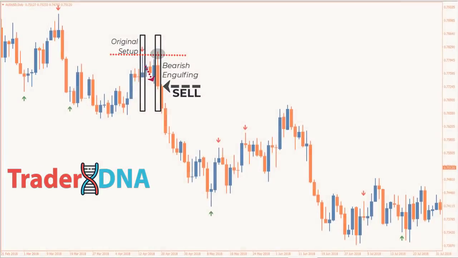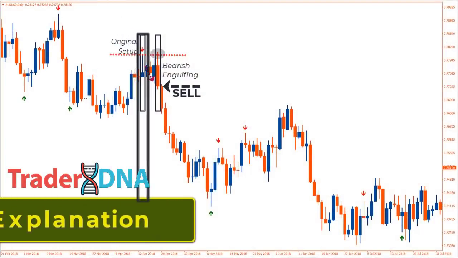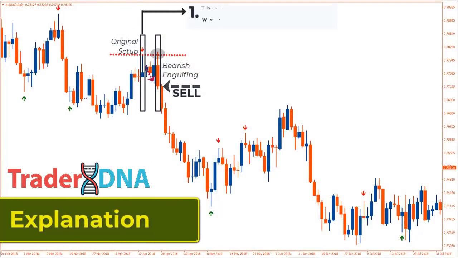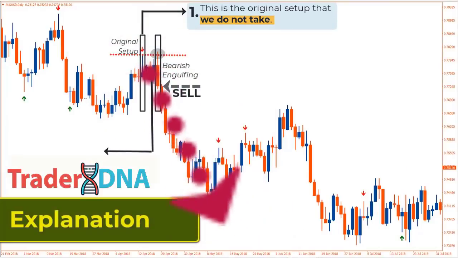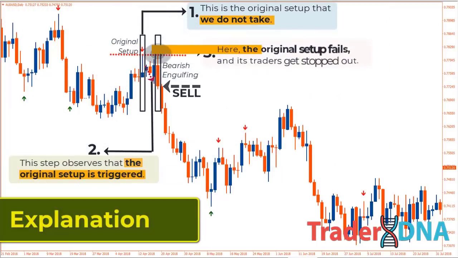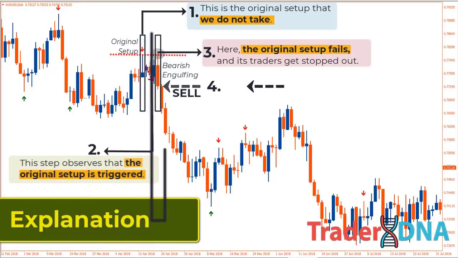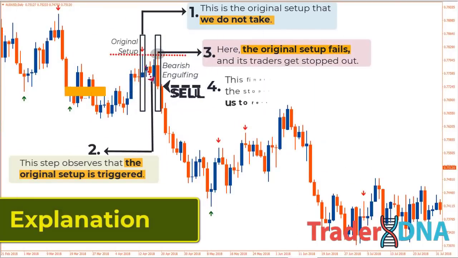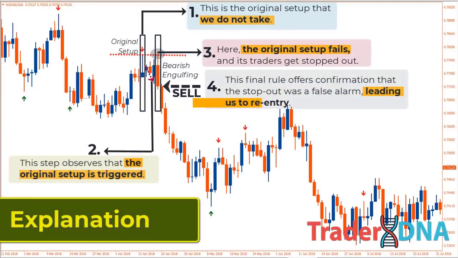Explanation of trading guidelines. First, this is the original setup that we do not take. Second, this step observes that the original setup is triggered. Third, here, the original setup fails and its traders get stopped out. However, the price action surrounding that failure must not impact our trading premise or assessed market bias. Fourth, this final rule offers confirmation that the stop out was a false alarm, leading us to re-entry.